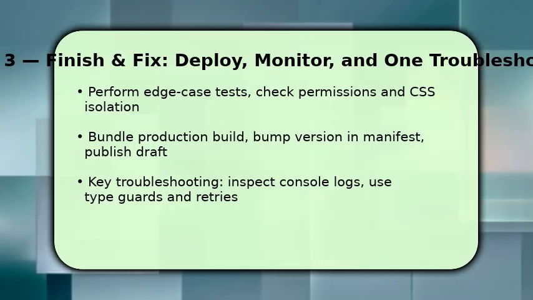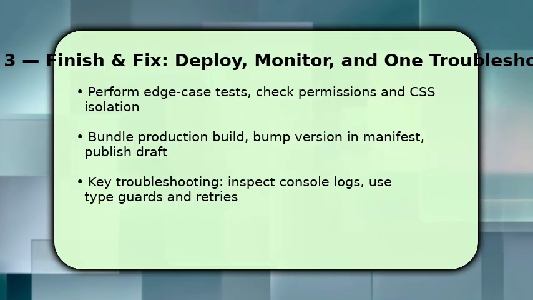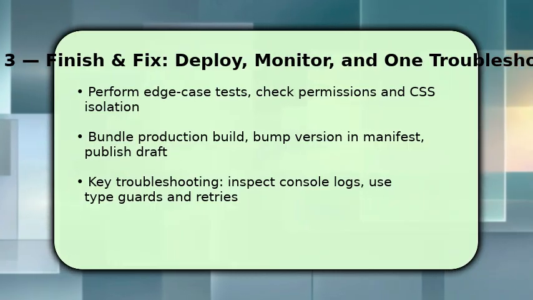Once stable, create a production bundle, increment the manifest version, and submit the plugin for publishing or install locally as a draft. Make sure to include helpful error messages and graceful fallbacks.